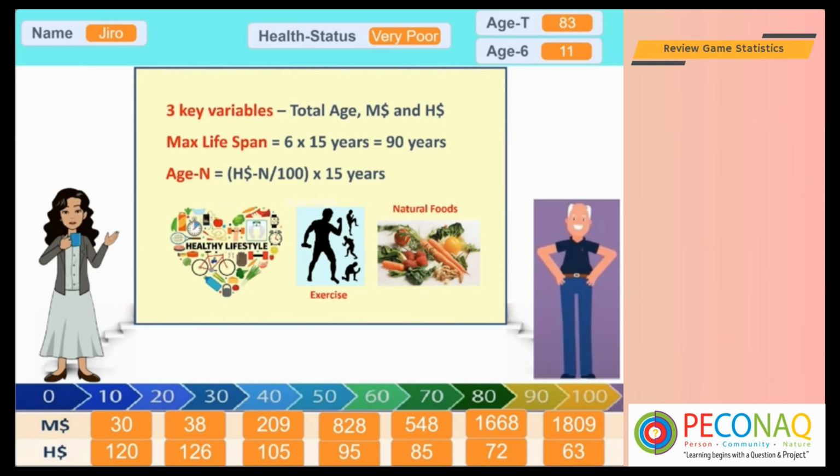Jiro, you will notice that the game keeps track of 3 key variables. They are the total age, total money, and total health points. The maximum lifespan in the game is 90 years, if you have at least 100 health points in each of the 7 age periods in the game. Otherwise, the total age is the sum of each of the period age, which is computed from the health points in each age period. To complete the game with a good health status, you cannot lose too many health points in each age period.